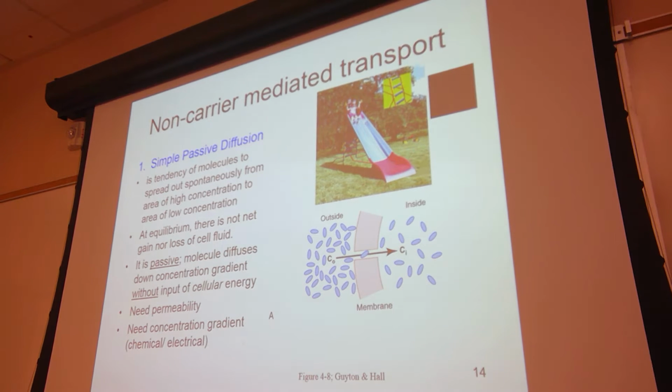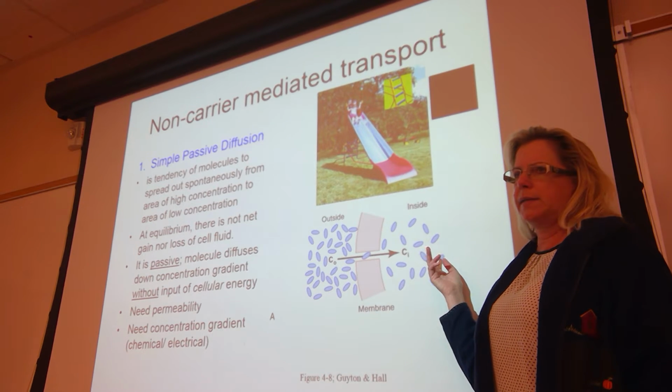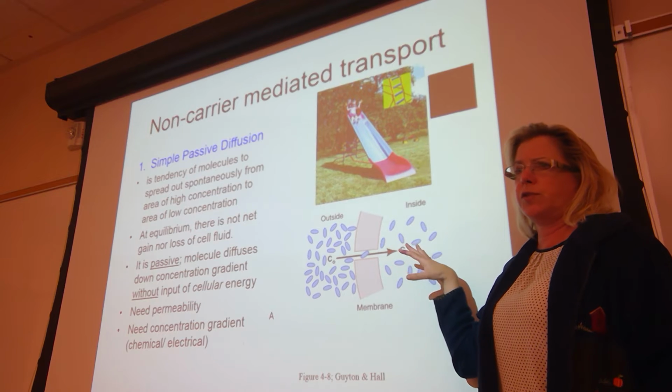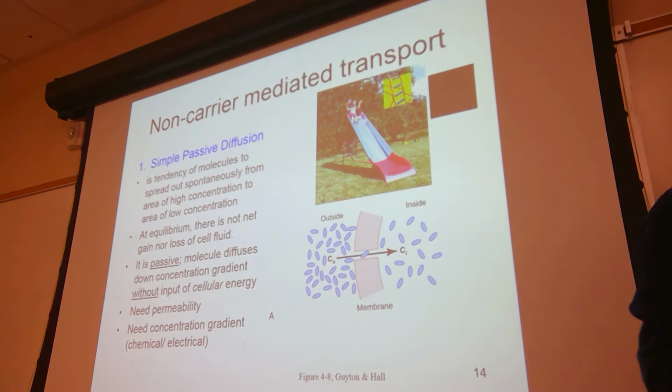Simple diffusion, part of passive diffusion. This is where particles are allowed to get through the membrane and they move a net movement from high concentration to low. I'm using this slide to represent a gradient.